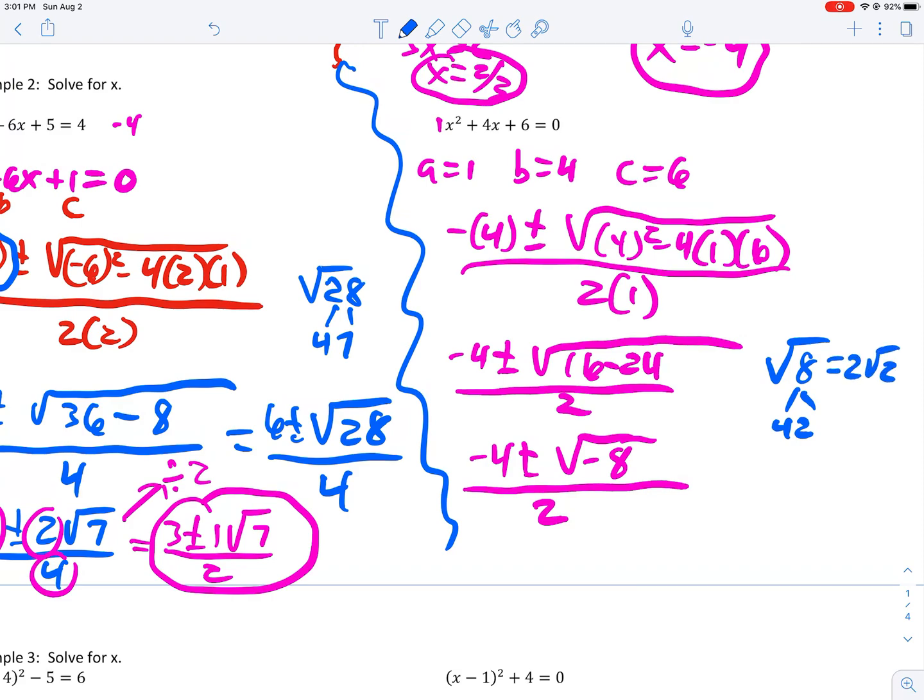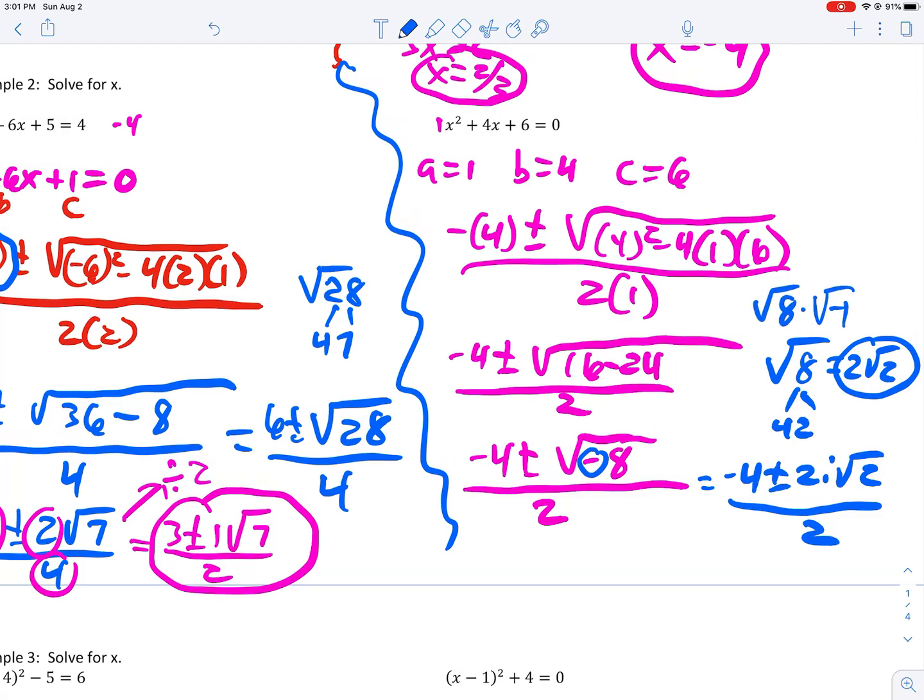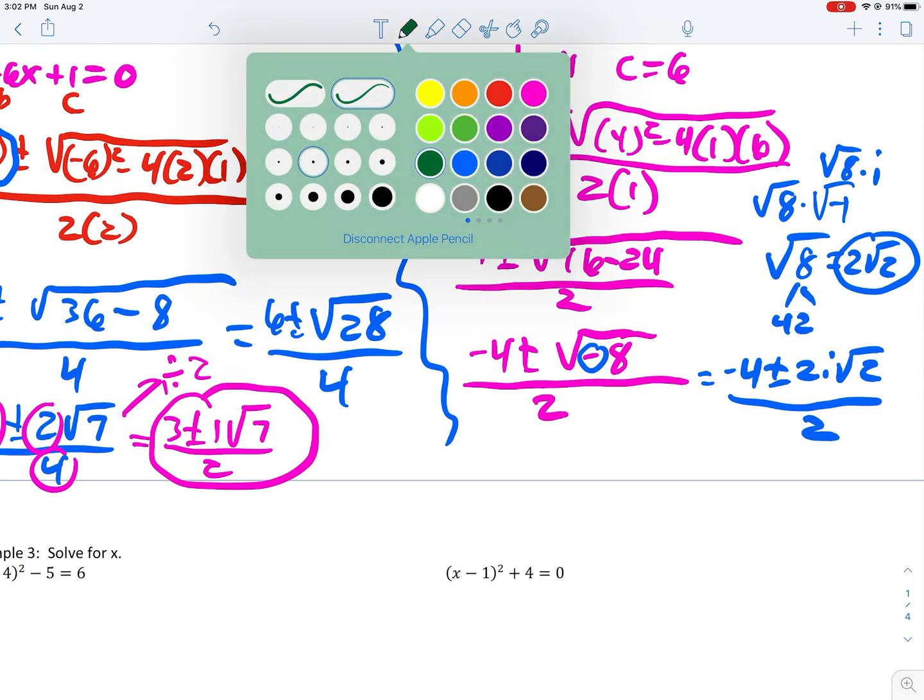So 8 is 4 and 2. So it's 2 root 2. So this becomes negative 4 plus or minus. Now I got to take care of the negative. Well, that's what the i is for. So 2i root 2 over 2. So the 2 root 2 is here. The i takes care of the negative. So again, the i takes care of negatives. Because basically what's happening, it's root 8 times root negative 1. So it's root 8 times i. Right? Because i is the root negative 1.